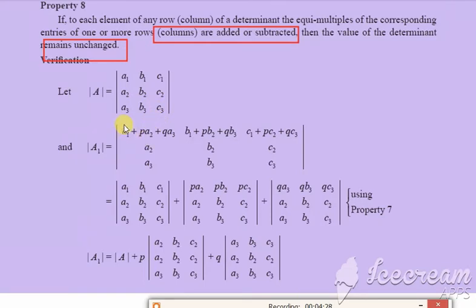So next I am going to take the determinant of A1. What is the statement here? The element of a row or column of a determinant, equal multiples of corresponding entries of one or more rows or columns added or subtracted. So I am taking here the first column A1 A2 A3.